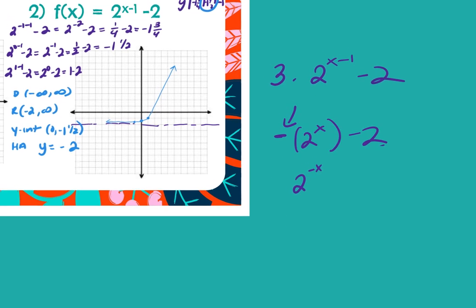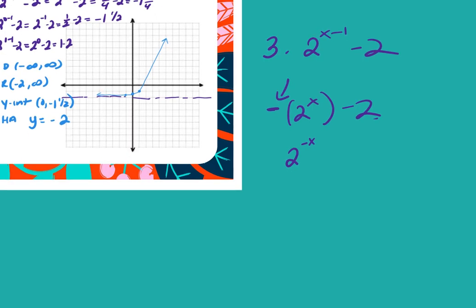Reflection over the y. Good. I'm trying to think of what else. You could see something in the exponent. We already did that. And this -2 could be, sometimes I like to do this, to the x, right? It's still the same. This is still a vertical shift. So sometimes that vertical shift is at the front and sometimes it's at the end, but you got to be prepared for it to be both.